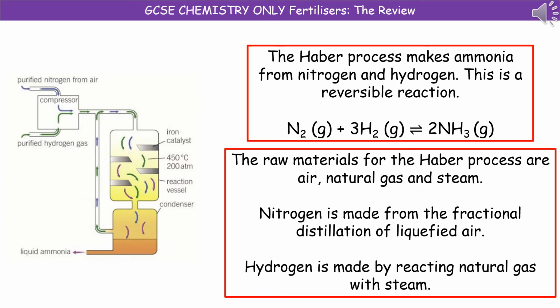The process we're going to use to make ammonia is the Haber process, and we make it from nitrogen and hydrogen in a reversible reaction, and you've got the balanced symbol equation on the right there. The raw materials for the Haber process are air, natural gas and steam. Nitrogen is made from the fractional distillation of liquefied air, and hydrogen is made by reacting natural gas with steam.